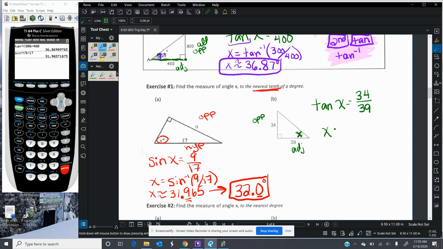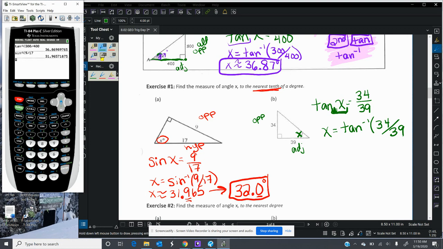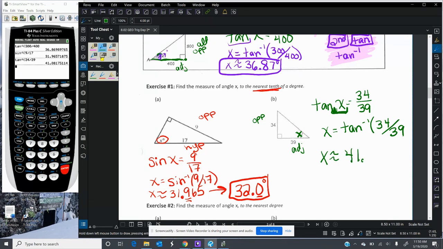And we automatically go to the next line. So again, when we're finding the angle, when x is over here next to our trig function, we start by writing tan to the negative 1 of 34 over 39. And to the calculator, second tan 34 over 39 is going to give us about 41.08. So x will round to 41.1. So that's exercise 1.